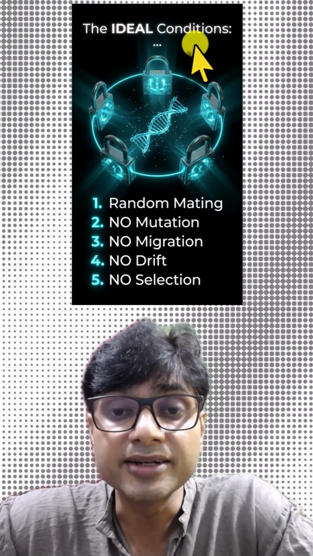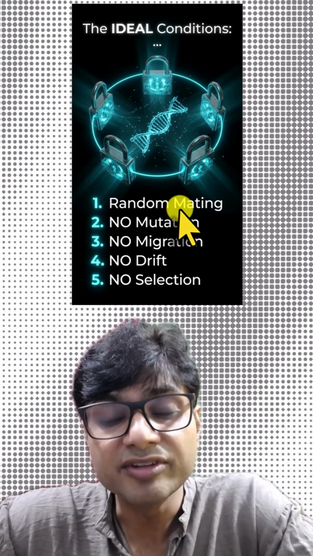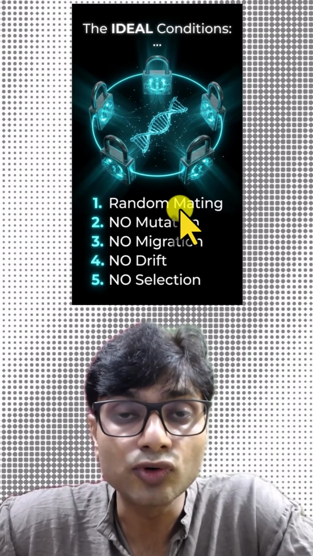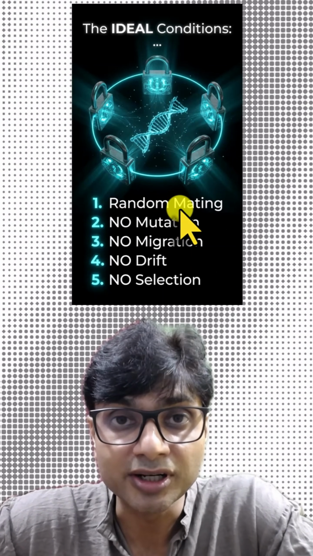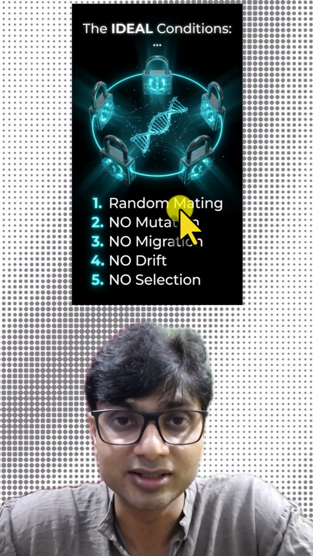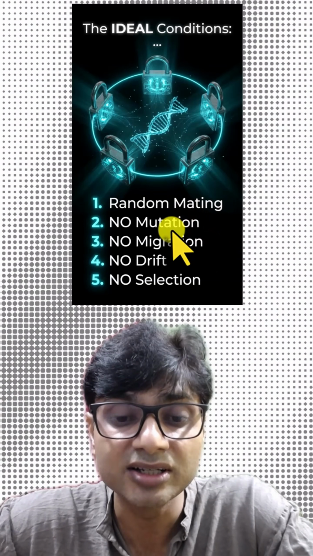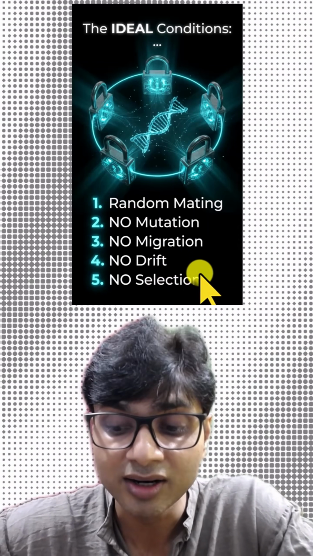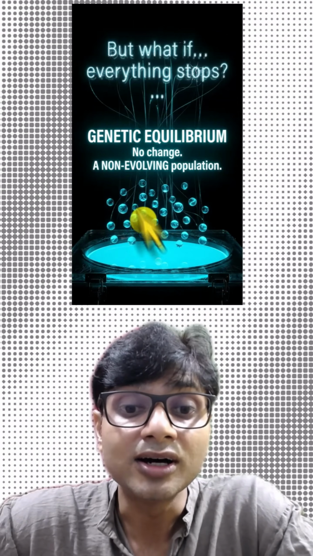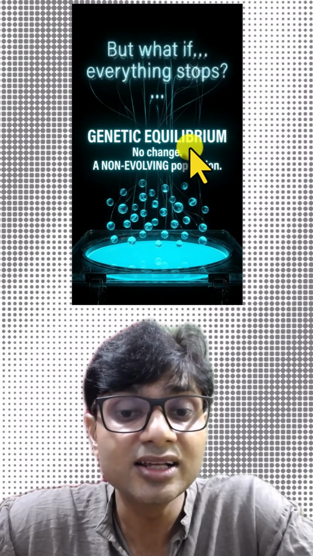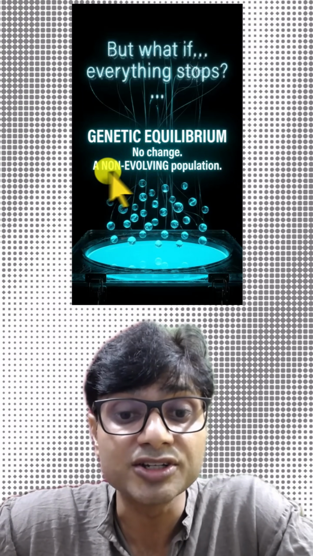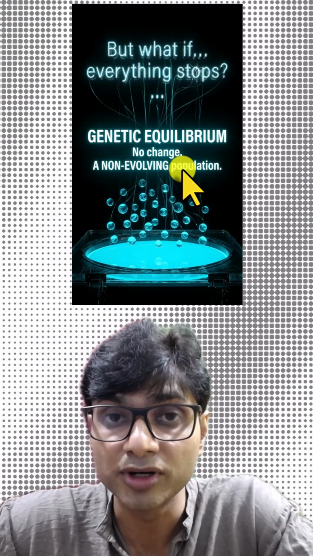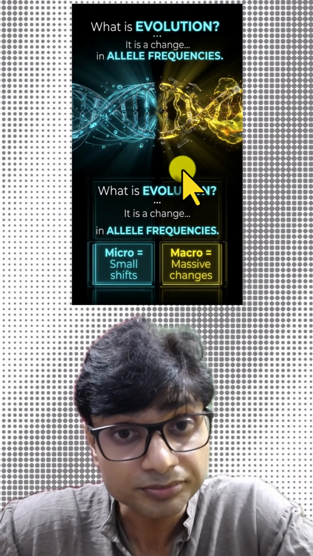Let us assume an ideal condition here. The population has random mating, meaning there is no preference for profession or religion, and mating occurs naturally. When there is random mating, no mutation, no migration, no drift, no selection, and no gene recombination occur. Under this ideal condition, genetic equilibrium exists, meaning the allele frequency does not change, and such a population is referred to as a non-evolving population according to Hardy-Weinberg.